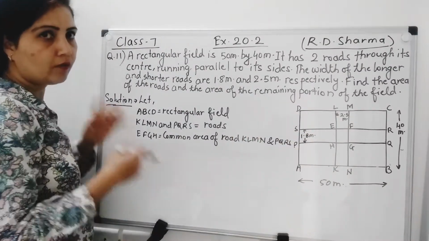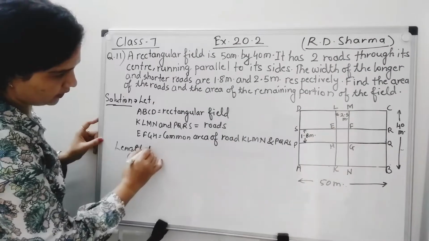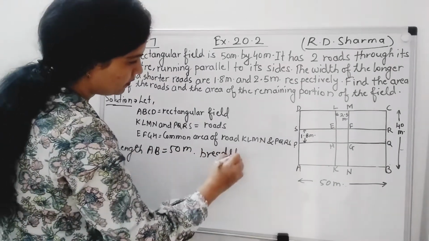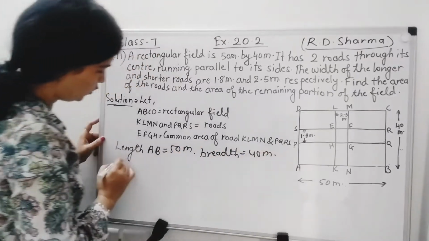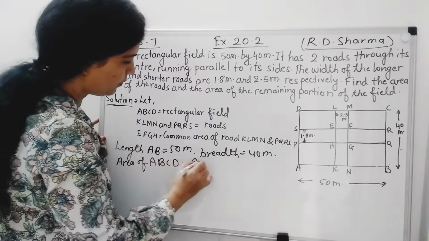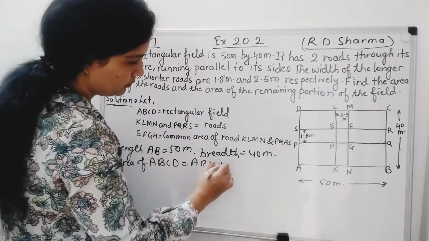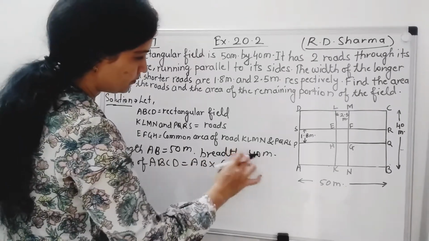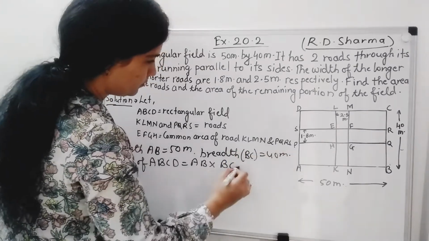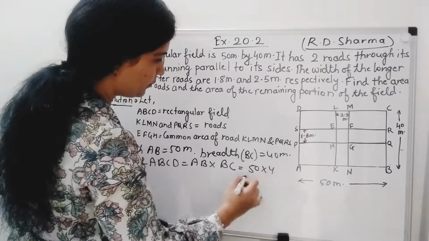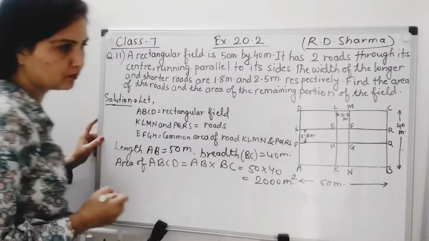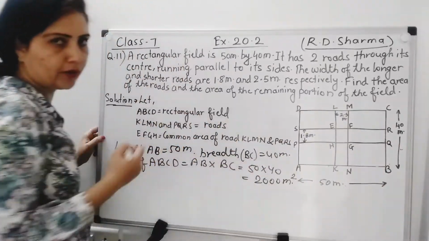So now what we have to do? We have to find out the area of all. AB is equal to 50 meter and breadth is equal to 40 meter. So area of ABCD will be AB into BC, means 50 multiplied by 40, means 2000 meter square. This is the area of the whole rectangular field.